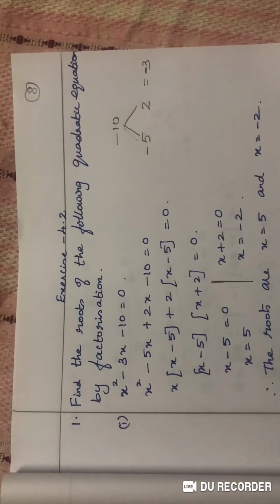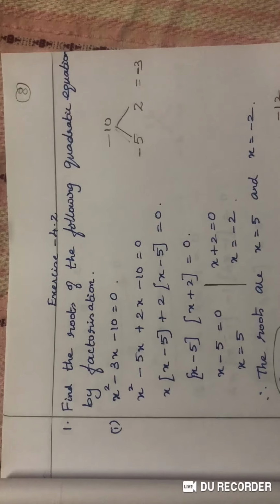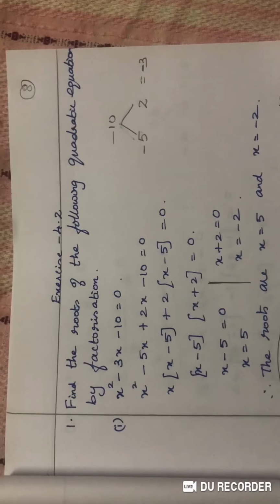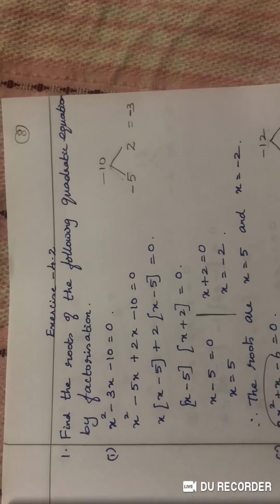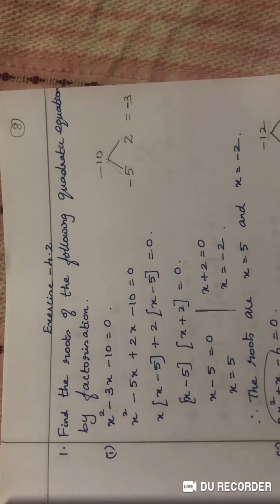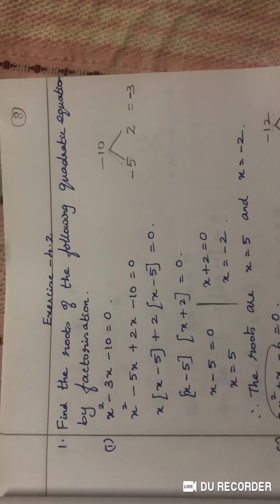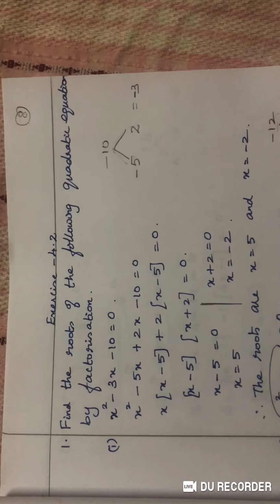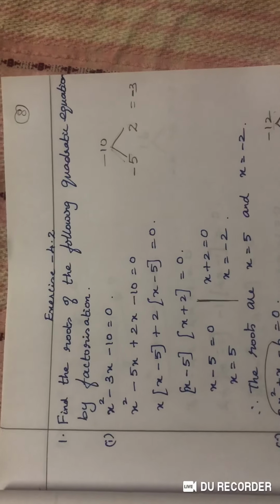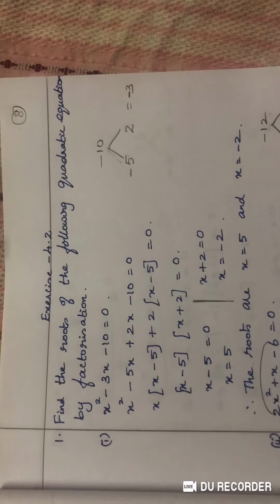Good morning, students. Yesterday we completed exercise 4.1. Today we have to go through exercise 4.2. First sum: find the roots of the following quadratic equation by factorization. Continuation of last class only. First sum: x square minus 3x minus 10 is equal to 0.